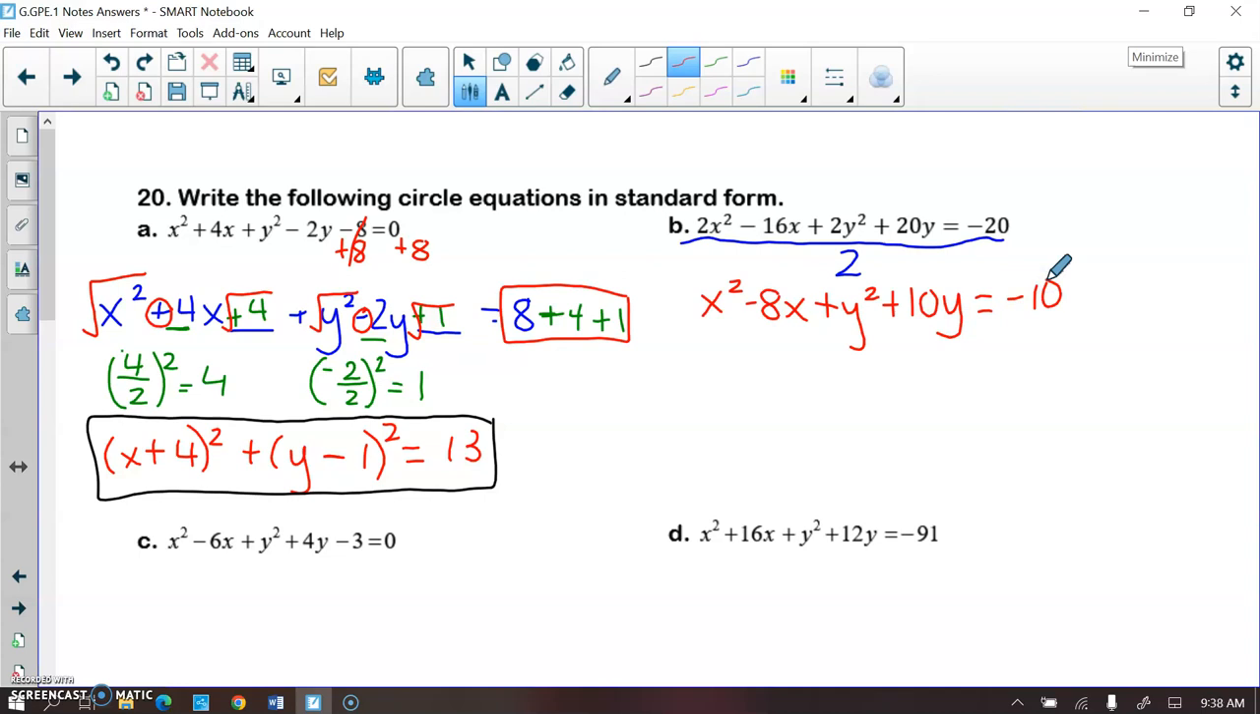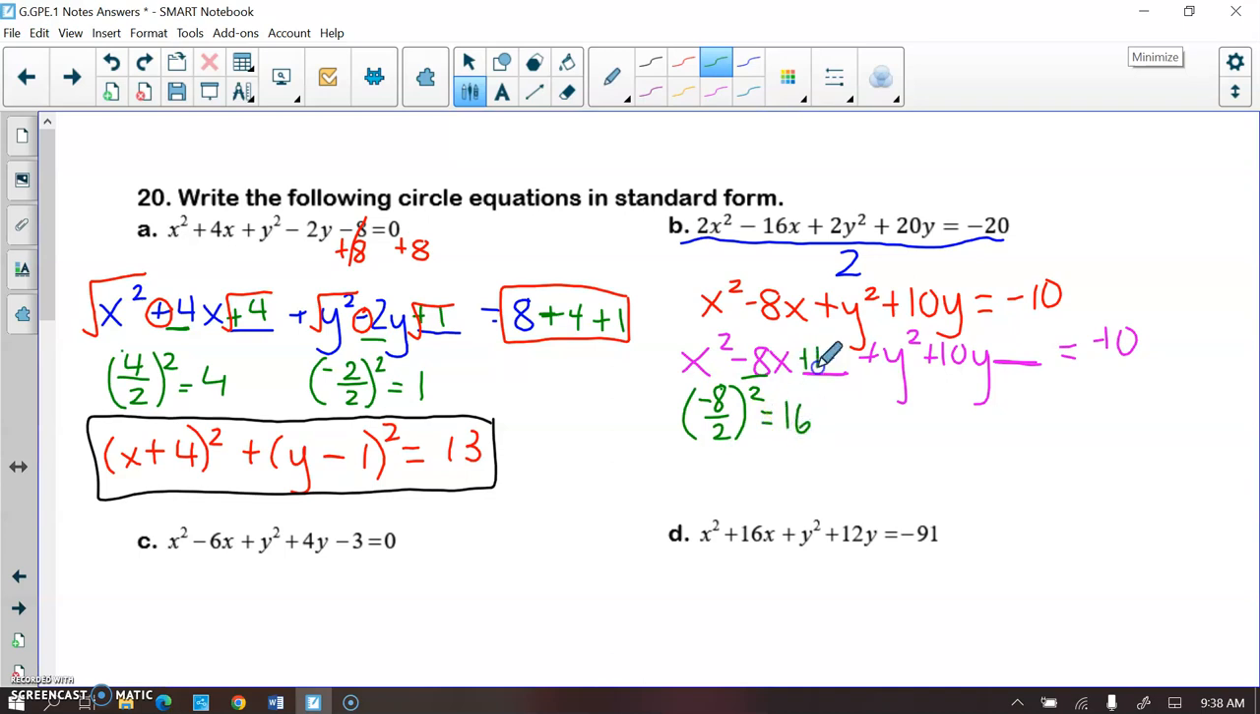Now I already have my constant on the other side. So I'm actually going to rewrite this equation to give me a little space. I'm going to have a space here, and I'm going to have a space here because I want to create two perfect square trinomials. So let's get started. For the x side, I take my b value, I divide by 2, and I square it. A negative 8 divided by 2 is a negative 4, squared is 16. And I add 16 to both sides.